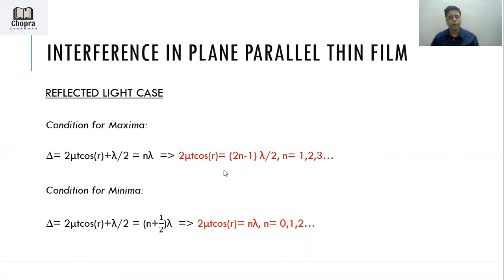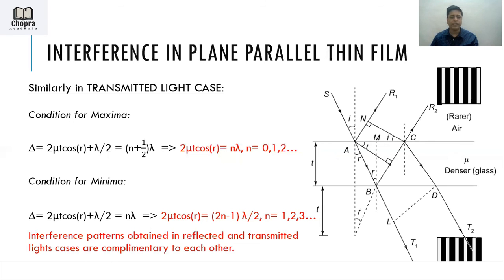Please remember this. And now if we go for the transmitted light case, it will be exactly complementary to the previous case. How complementary? All because of the Stokes treatment. Now you will see that in the transmitted light case, the same derivation holds good, but now you're talking about the interference between the beams T1 and T2, the beams coming out below the thin film from the point B and from the point D.